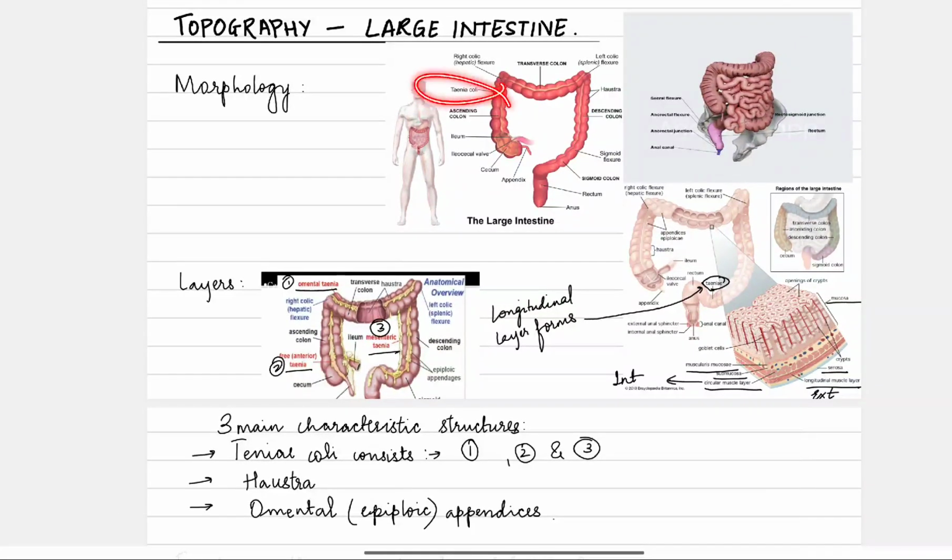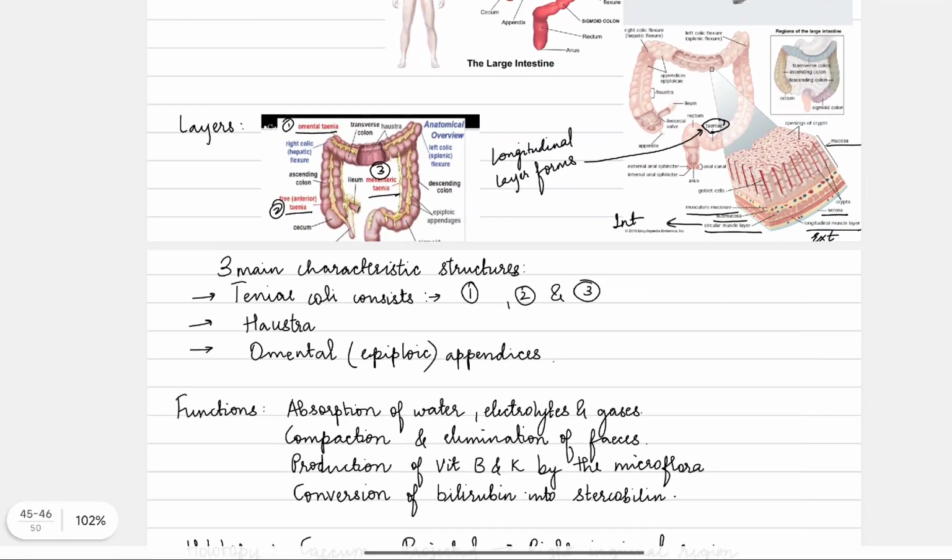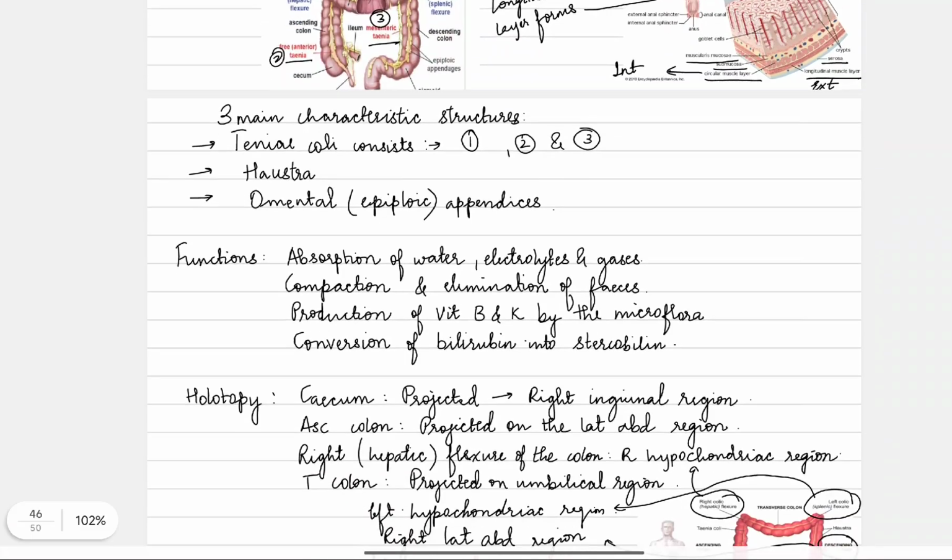This tinea coli consists of three tinea, which is called as tinea libra, omental tinea, which is called tinea omentalis, and mesocolic tinea, which is also called as tinea mesocoli. Next is haustra coli, which is also present here. Haustra, and omental epiploic appendages. See, these are haustra and these are epiploic appendages.